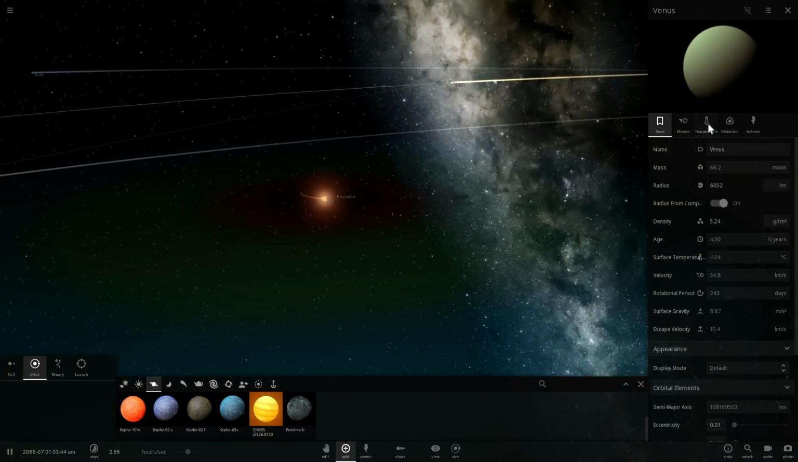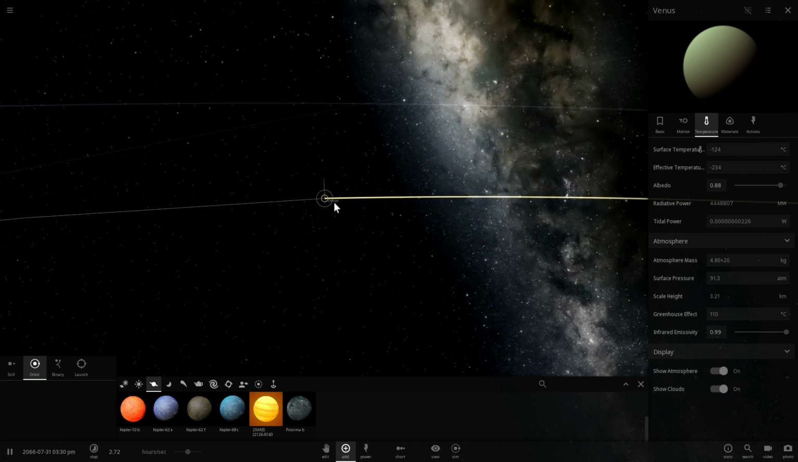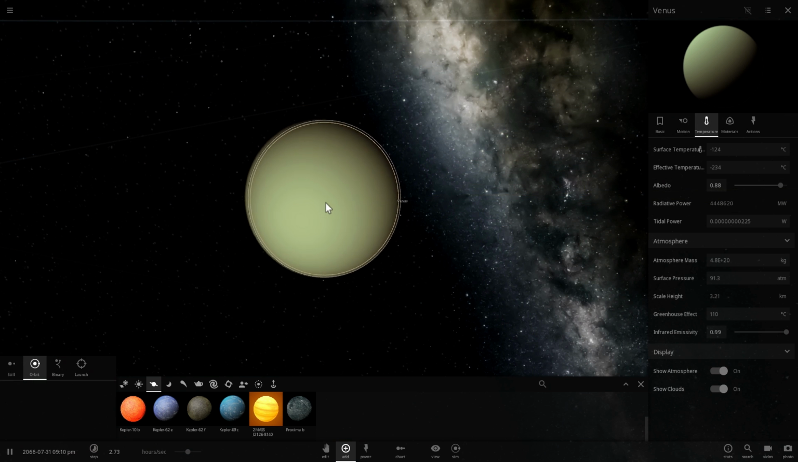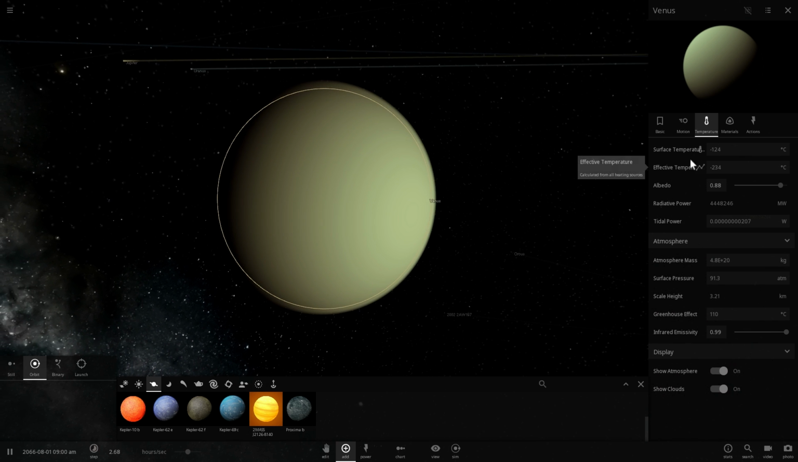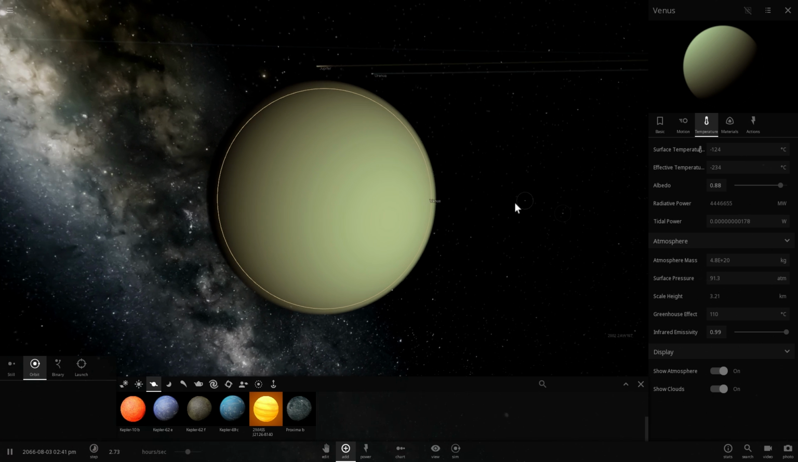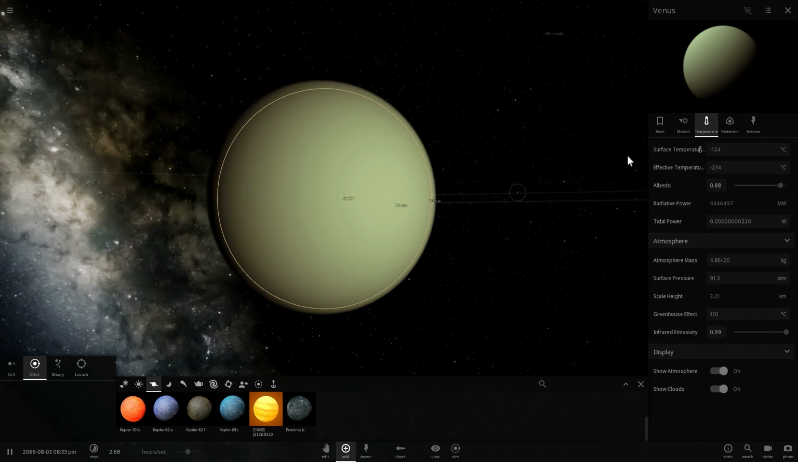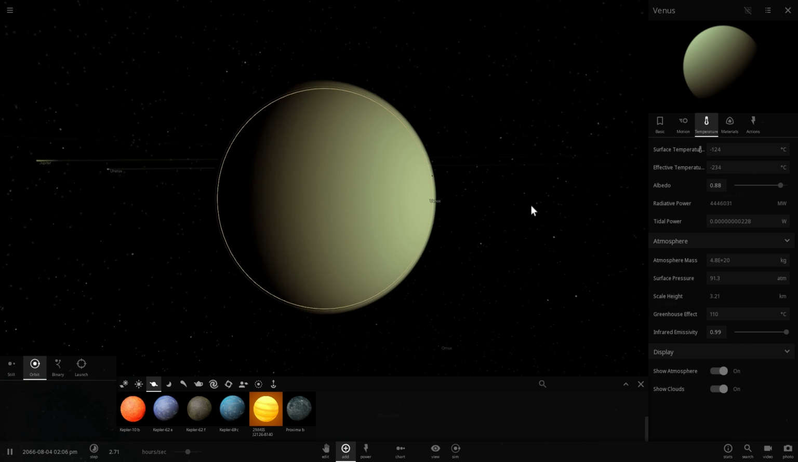Now, it is still cold. It's actually minus 124. So even Venus, the planet that I was hoping would be terraformed now, is also very, very chilly. So the actual greenhouse effect, that's about 110 degrees here, is still not enough to warm up this planet very much. The effective temperature, or basically the equilibrium temperature in this particular area, is minus 234. So add 110 to it and you'll get about minus 124.